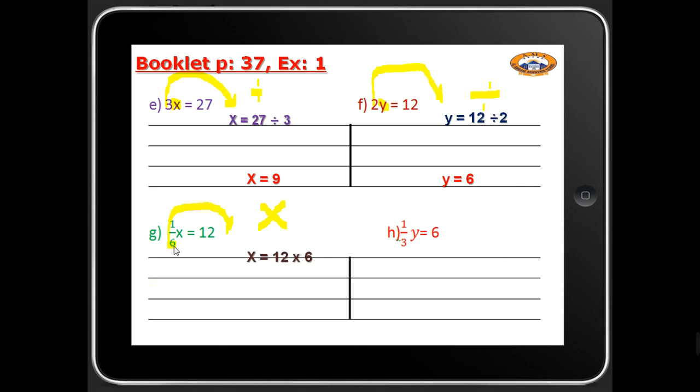Yes, this is a divide operation. When I move it to the other side, I'm going to change it to multiply, so x here is equal to 12 multiplied by 6. Excellent, so 12 by 6 equals 72. Excellent work, all of you.